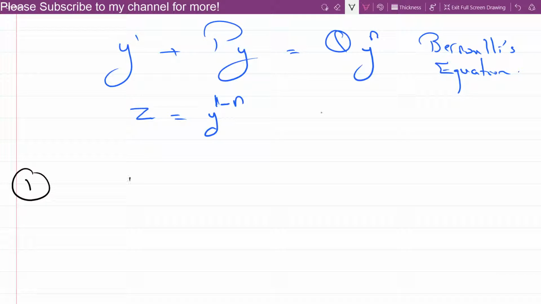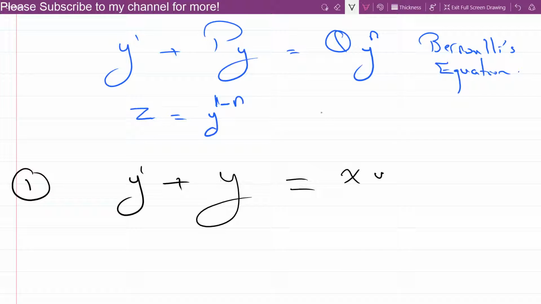So on number 1 we have y prime plus y equals xy to the 2/3.